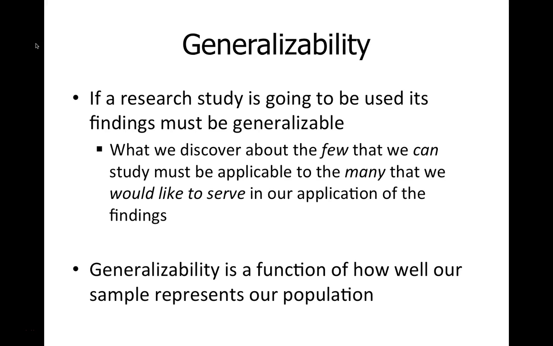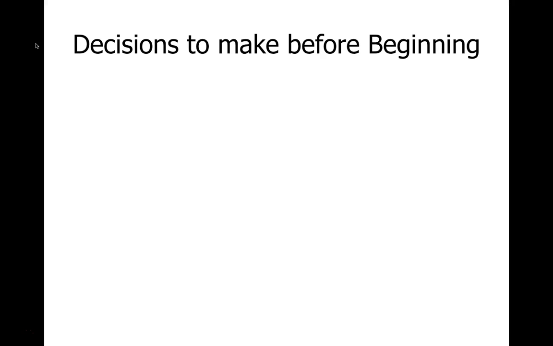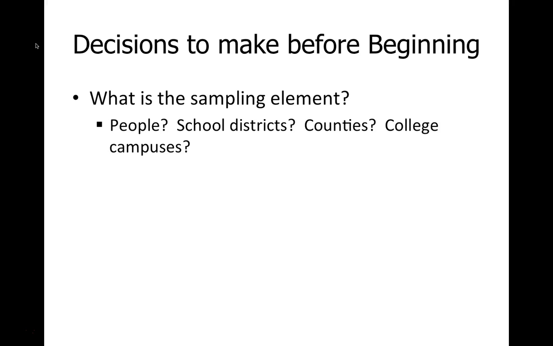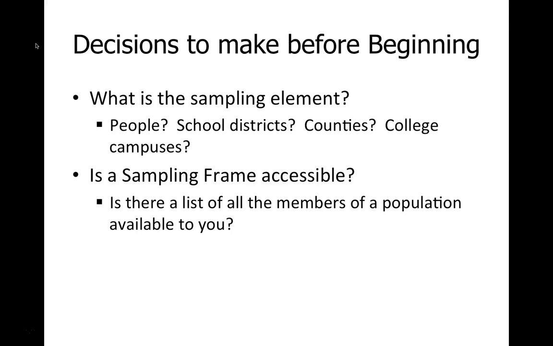And if you remember, again, your book has a nice diagram for what the population is versus the sample, and how we think about pulling the appropriate kind of sample from our study population, from the population, and from the universe. And so before we even begin, there are a lot of things that we have to think about and make decisions about. So the first is, what is our sampling element? So is it people? Is it school districts, counties, college campuses? And often for us, it's people. They're individuals in our sampling element.